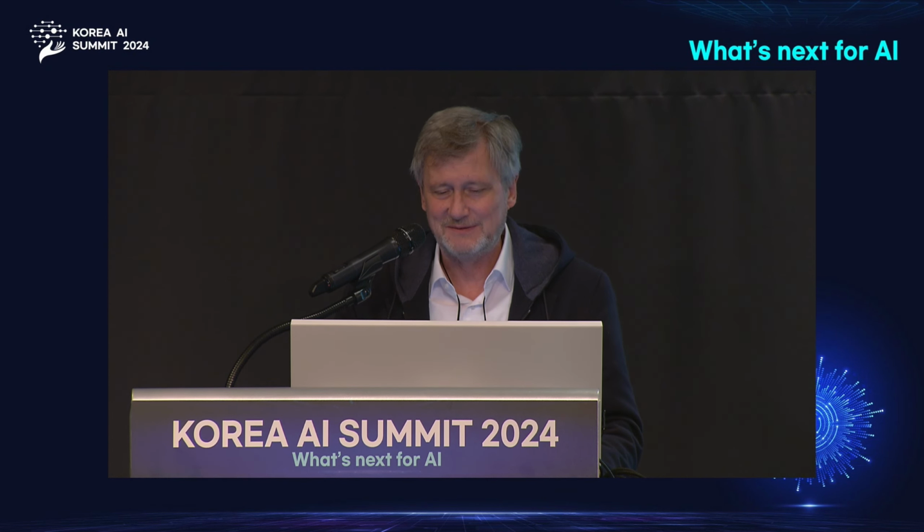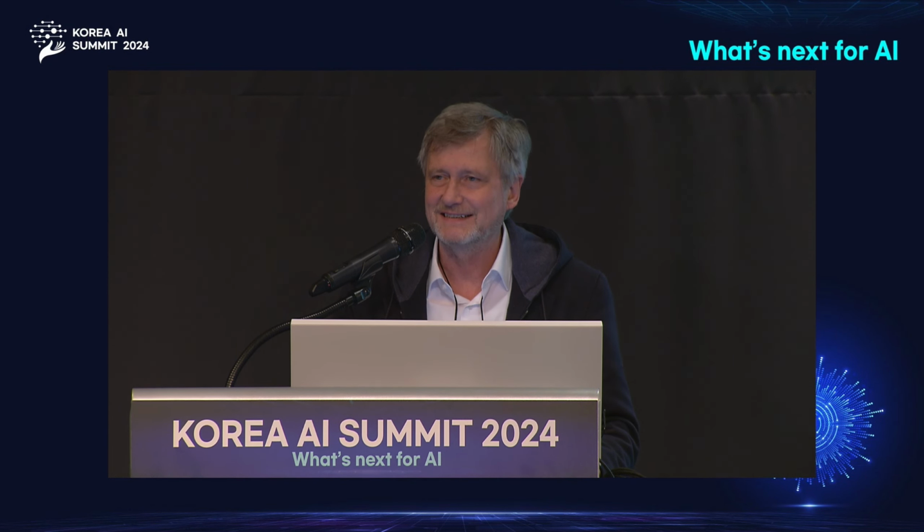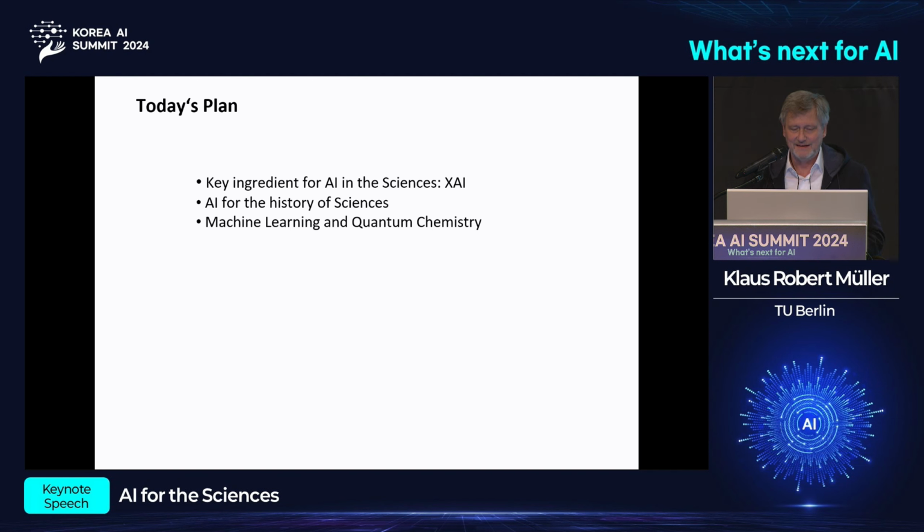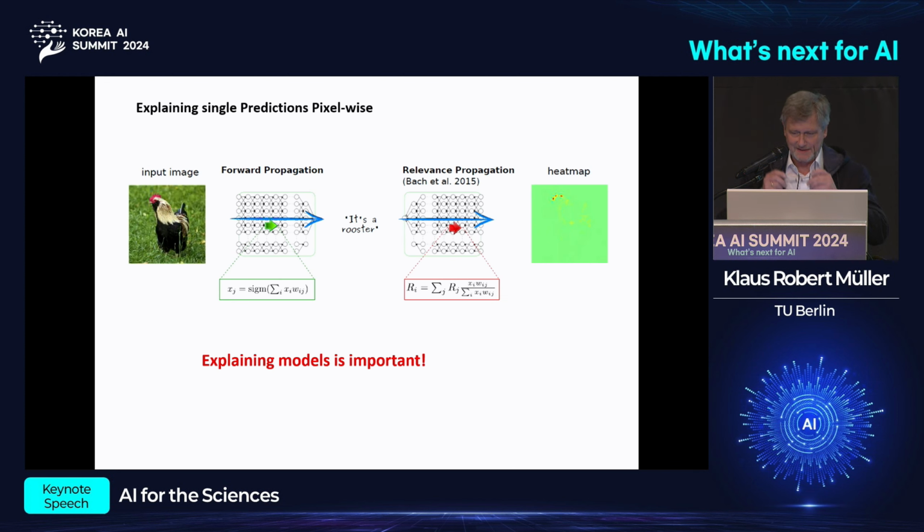Today I will talk about AI for the sciences and just focus on two particular parts. So I will discuss history of science, and I will also discuss machine learning for quantum chemistry. For both, a key ingredient will be the use of explainable AI. So let's start with explainable AI.